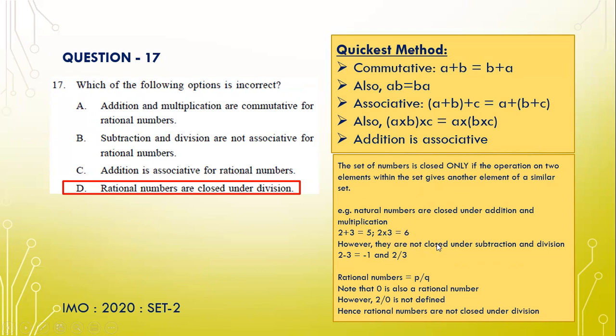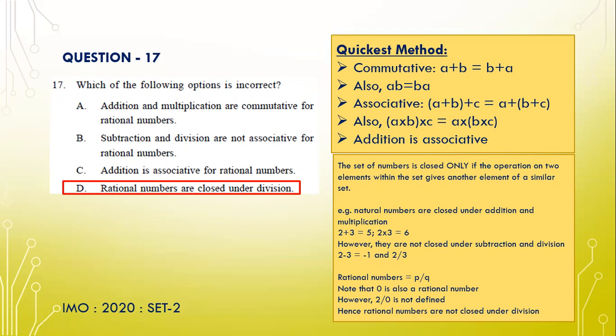However, they are not closed under subtraction, because natural numbers are numbers from 1 to infinity. Because 2 minus 3 is minus 1, which is not a natural number. And 2 divided by 3 is 2 upon 3. Again, it's a fraction. It is not a natural number.